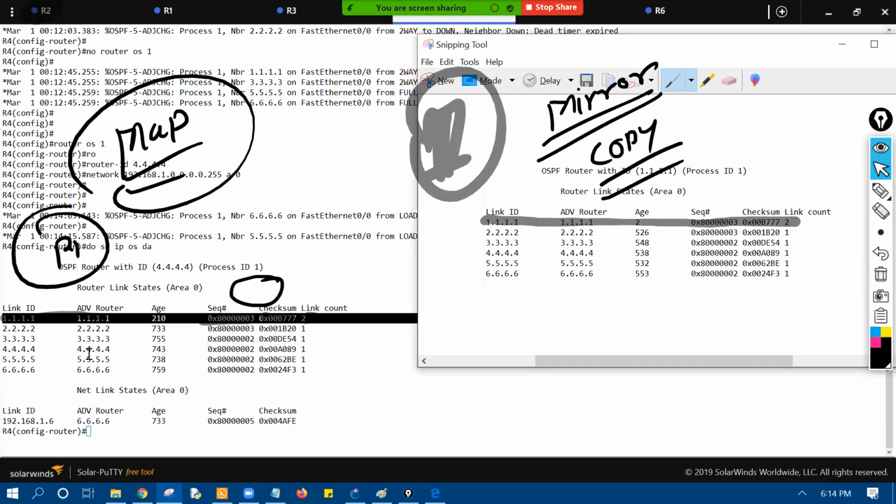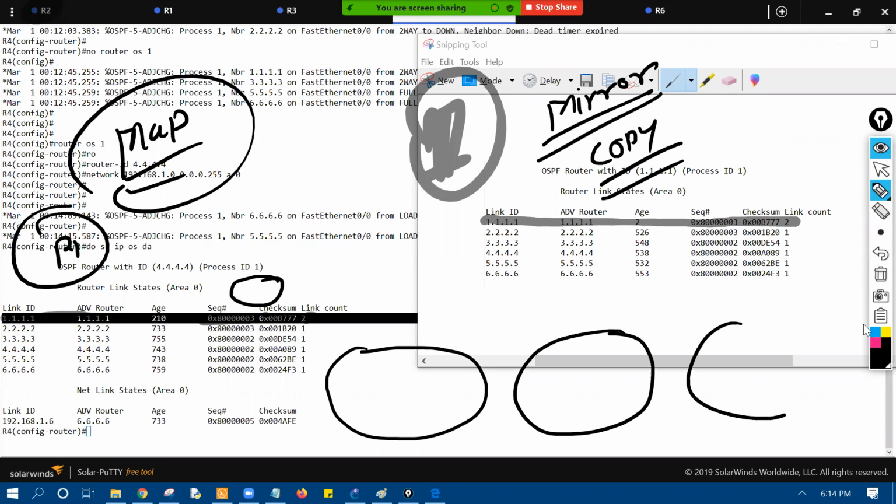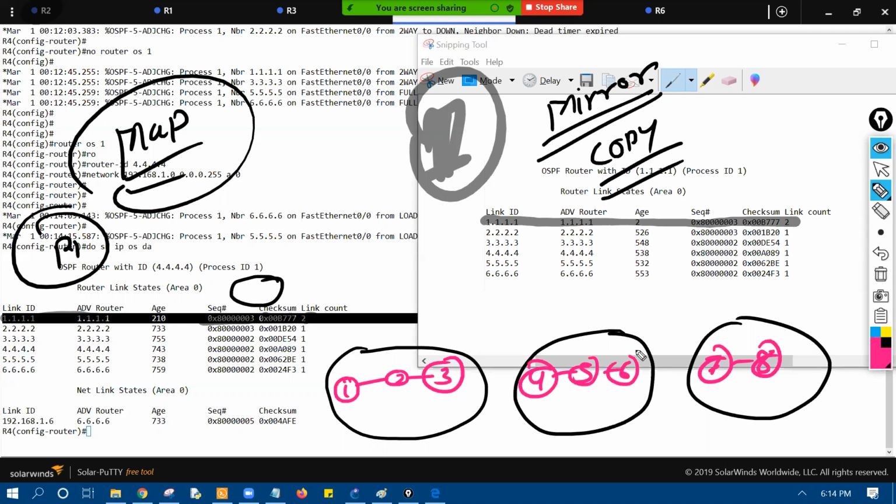Because each area is going to run a separate algorithm. For example, this is one area, this is another area, and this is another area, right? So in a different area, what happened? We have different routers, router number 1, 2, 3, 4, 5, 6, 7, 8, 9. This area has its own algorithm, this area has its own algorithm, and this area has its own algorithm.